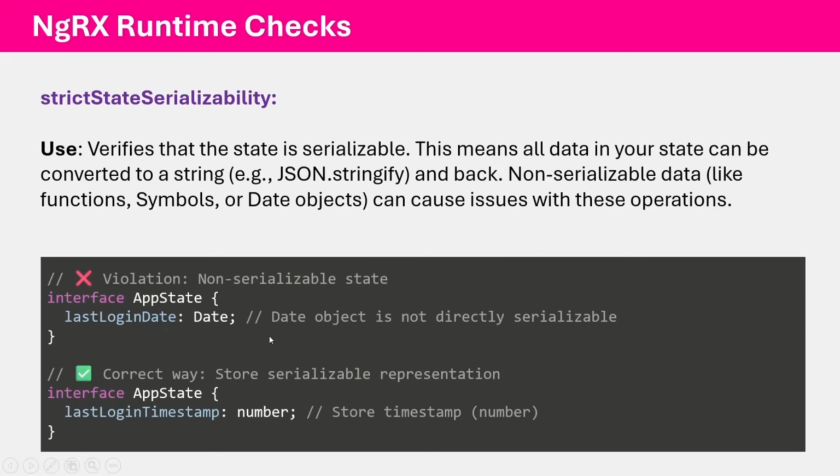So to make sure that in this state we are only storing serializable data, we can enable this strict state serializability check. It will make sure that any data which we have in our state can be serialized. If any data cannot be serialized, this check will throw an error.